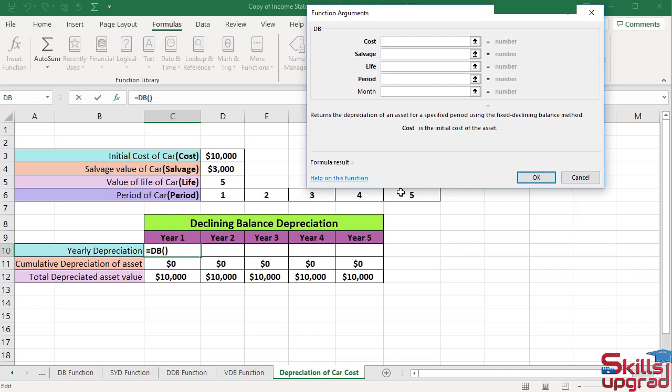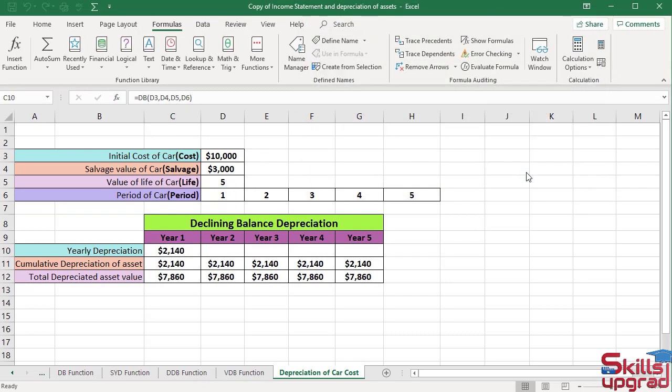I will calculate the price of the car after the 5 years. In the cost box, select this cell reference, press the tab key. In the salvage box, select this cell reference, press the tab key. In the life box, select this cell reference, press the tab key. In the period box, select this cell reference, click OK.